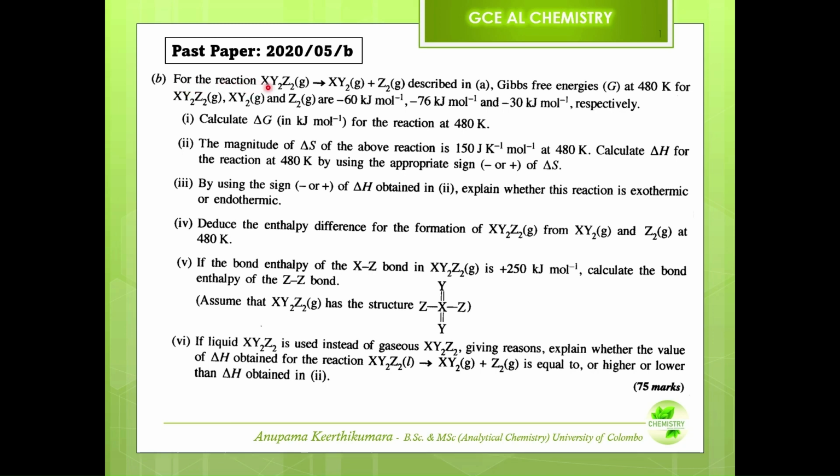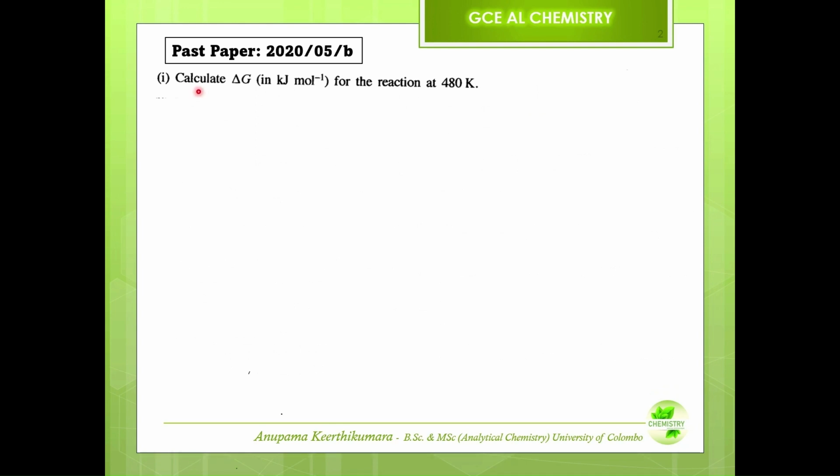For the reaction XY2Z2 gas produce XY2 gas plus Z2 gas described in part A. Gibbs free energies at 480 Kelvin for XY2Z2 gas, XY2 gas and Z2 gas are -60, -76 and -30 kilojoules per mole respectively. Question number 1. Calculate delta G in kilojoules per mole for the reaction at 480 Kelvin.